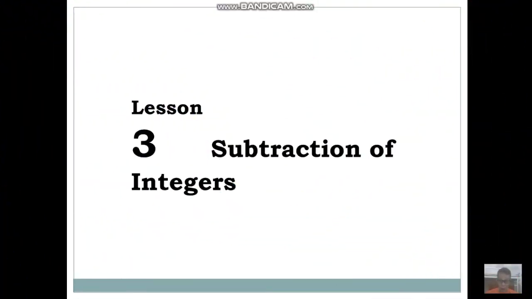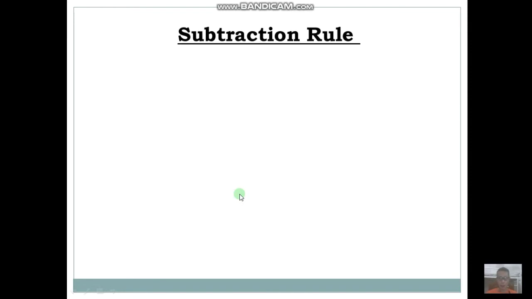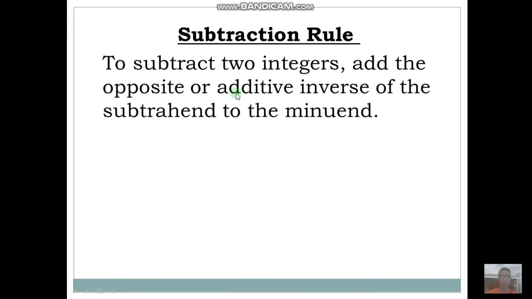Hi guys, welcome back. In this video, we are going to discuss lesson 3 of week 3, subtraction of integers. So what is the rule in subtracting integers? This is the rule: to subtract two integers, add the opposite or additive inverse of the subtrahend to the minuend.